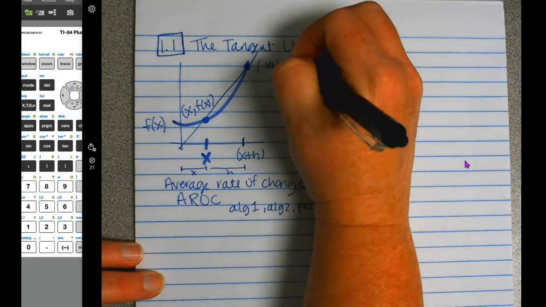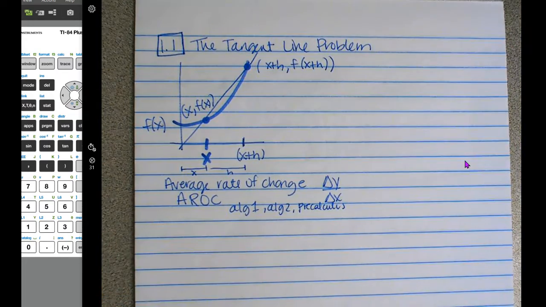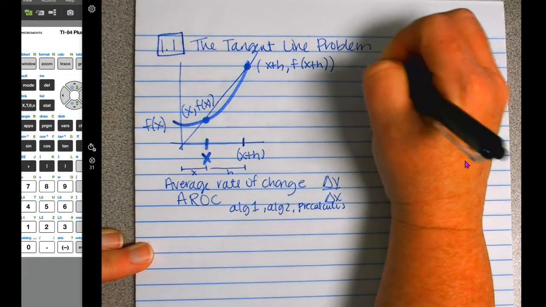So I take the function f and I plug in x plus h. And that's notationally speaking what I'm looking at. Does that make sense? Cool. So how do I find the slope of this line, which has a name? The line is called the secant line.